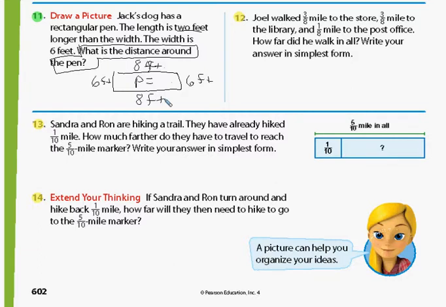So we need to go ahead and add: 8 plus 8 plus 6 plus 6. We can simplify that. That's 16 plus 12. 6 plus 2 is 8, and 1 plus 1 is 2. So the distance around his pen would be 28 feet. And that would be the perimeter, or P equals 28 feet.